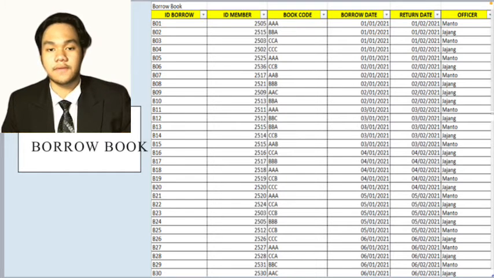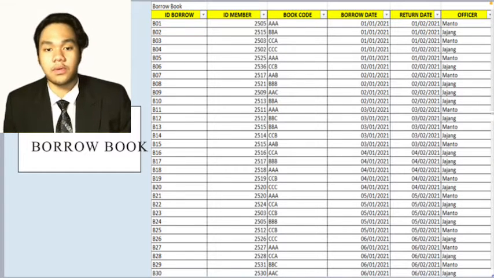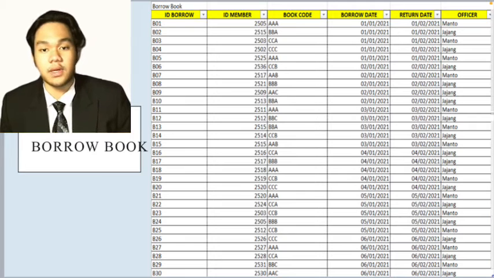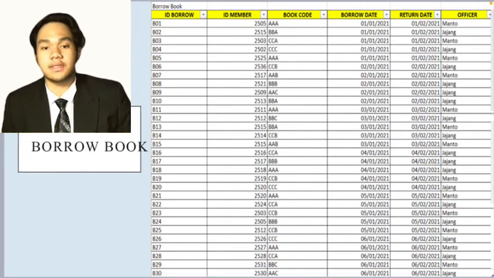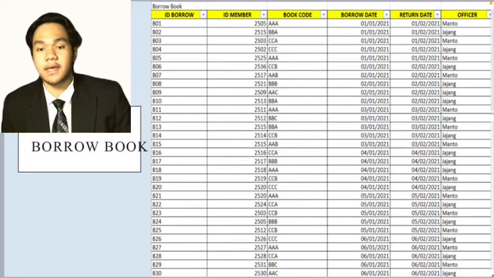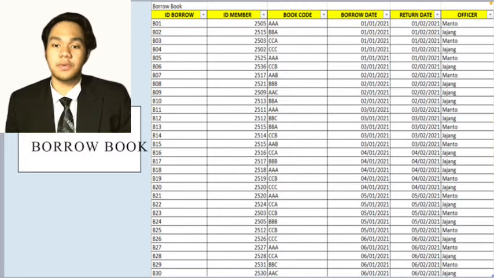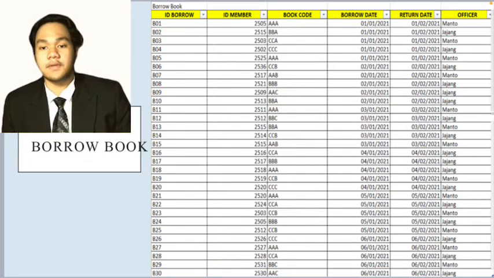For the example of the case, we want to borrow the book. So first we have to check the ID borrow. For example, we got B01, and the ID member, my ID member is, for example, 2505, and the book code that I borrowed is AAA, and I borrowed the book on 1st January 2001, and I must return the book on February 1st, 2001. And the officer that served me is Manto.